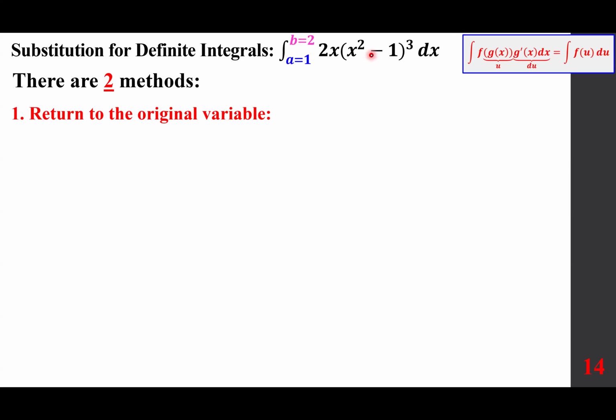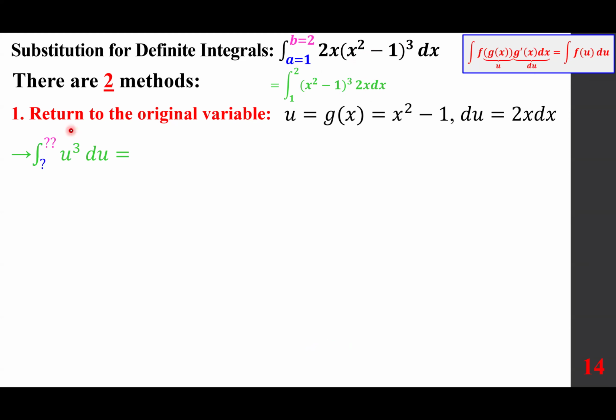Clearly, x squared minus 1 is more complicated. That's a choice of u. And the derivative is 2x. Therefore, du is 2x dx. And so we are going to rewrite this as x squared minus 1 quantity cubed times 2x dx. So this is u cubed. This is du, going from 1 to 2. And we don't know the new limits yet. We're going to stick with that, and we're going to figure out the limits later on. For now, we want to go back to the original variable.